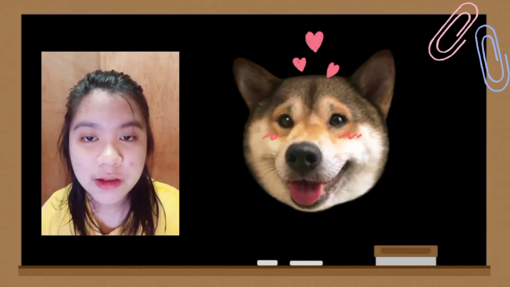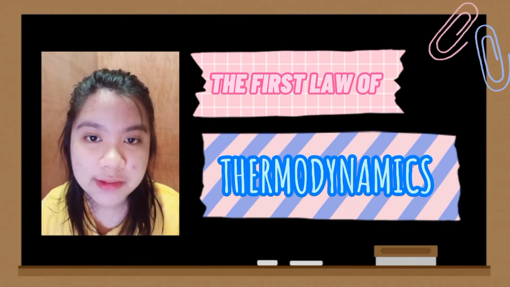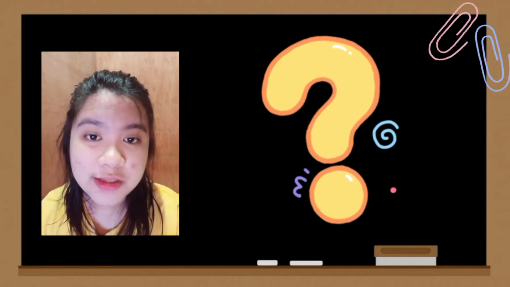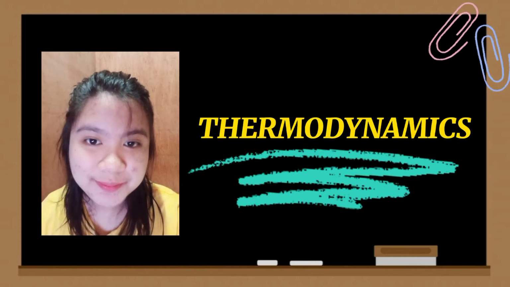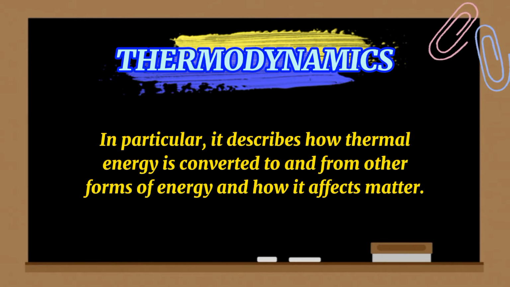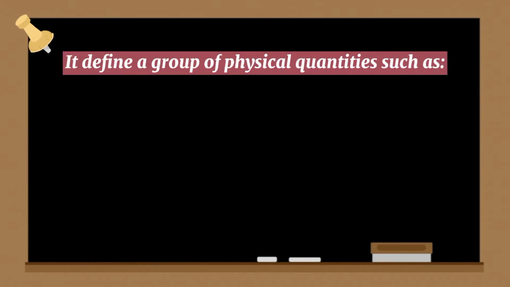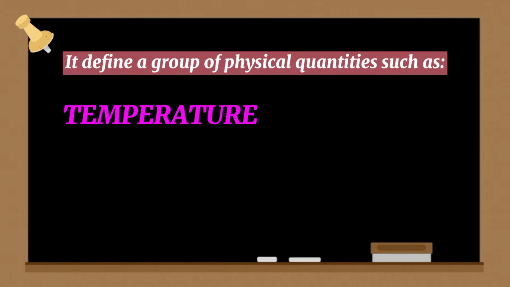Hey guys! So for this video, we're going to discuss the first law of thermodynamics. But first, let's define what thermodynamics is. Thermodynamics is the branch of physics that deals with the relationships between heat and other forms of energy. In particular, it describes how thermal energy is converted to and from other forms of energy and how it affects matter. It defines a group of physical quantities such as temperature, energy, and heat.